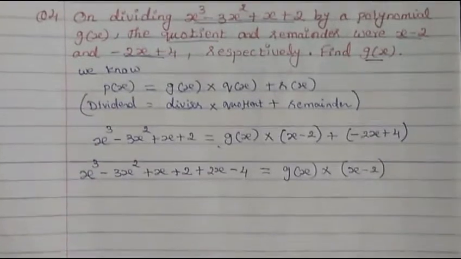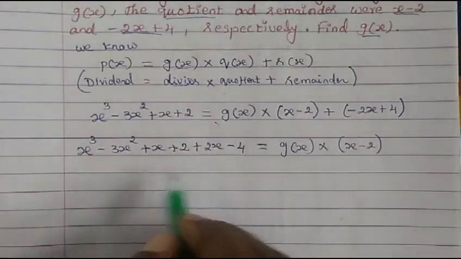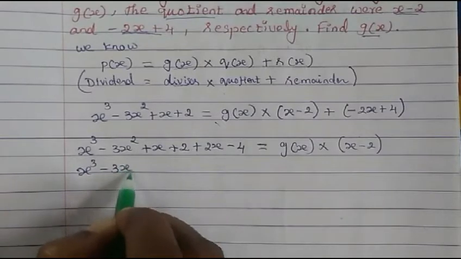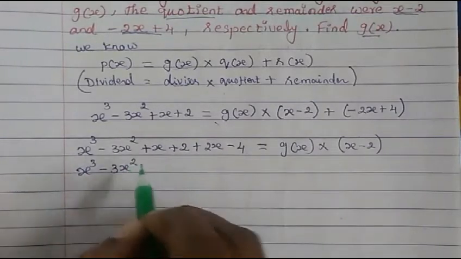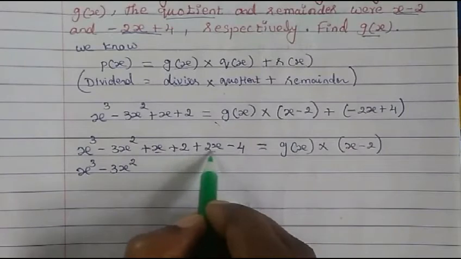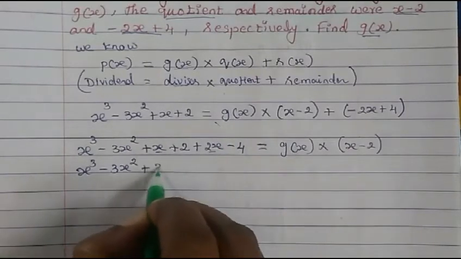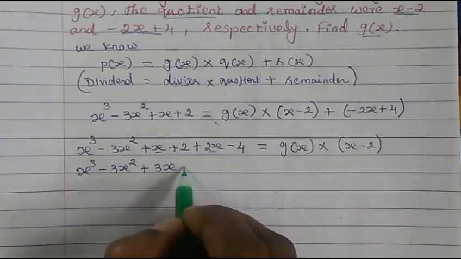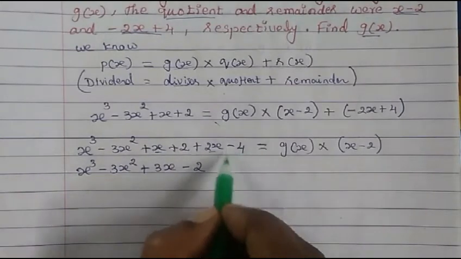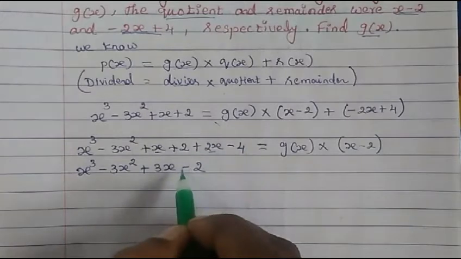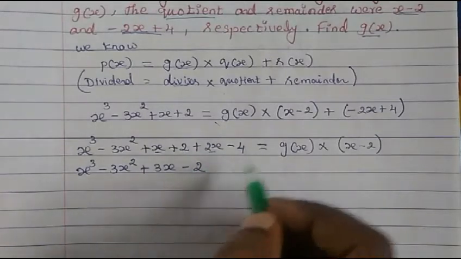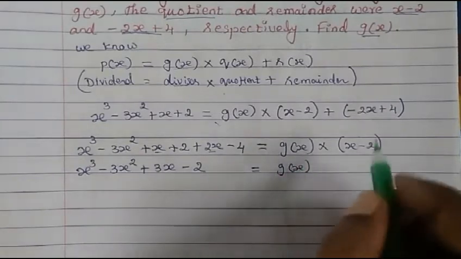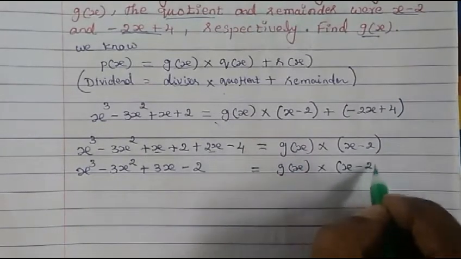So first let us solve this part of it. So x cube minus 3x square. Now we have 1x here, we have another 2x here. So total they are 3x. Now here plus 2, here minus 4. So we will have minus 2 because the biggest number's sign is minus. So when you subtract, we get 2. So now equal to g of x into x minus 2.